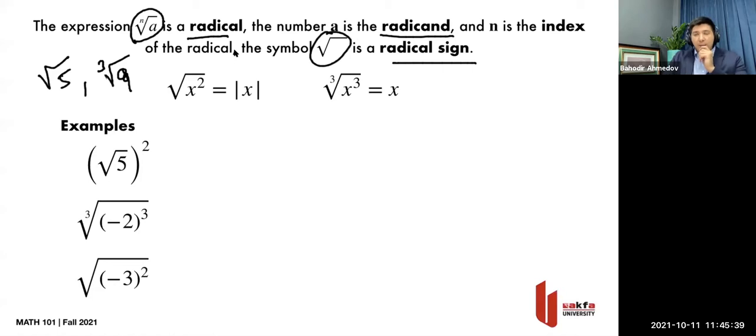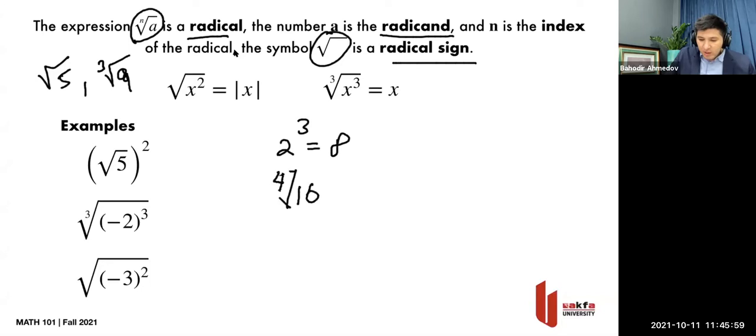If I just say here, what is 2 to the power of 3, you can easily tell me that it's going to be 8. And you know how to do this, right? There is this trick, this algorithm: you multiply 2 in order to get to 8. But if I say, hey, what is the fourth root of 16?